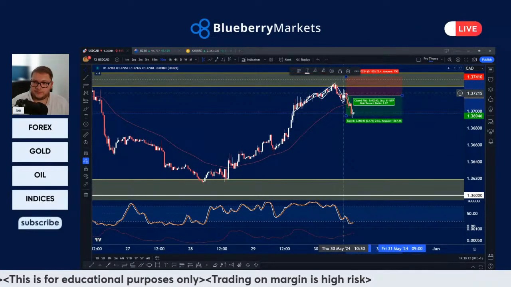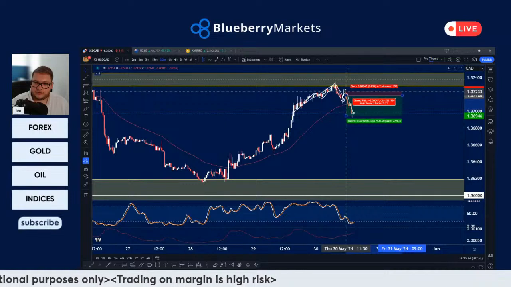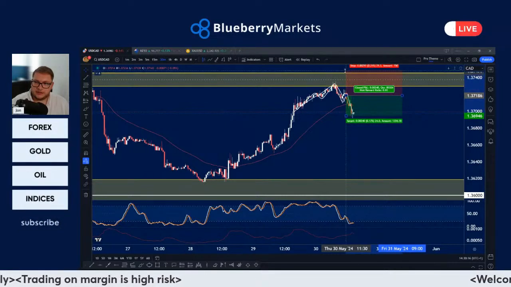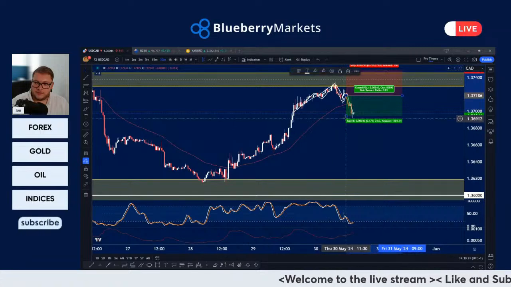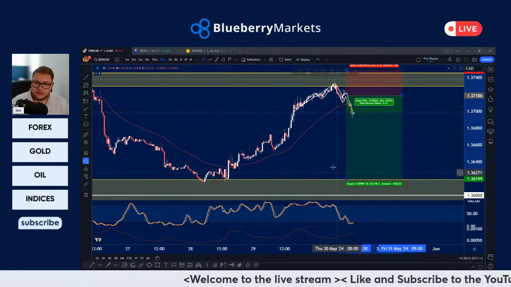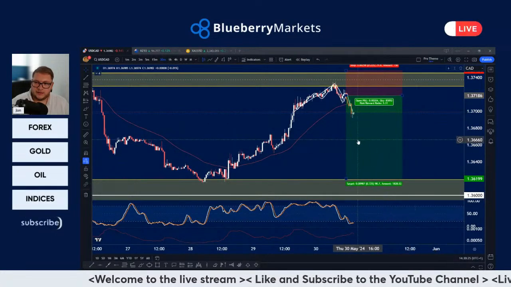But I would have got involved on the lower high here, you know, below that sort of bullish candlestick. Stop loss, we could have gone above the zone, sort of about 30 pips. And then we could have looked to try to target down towards that swing low there.